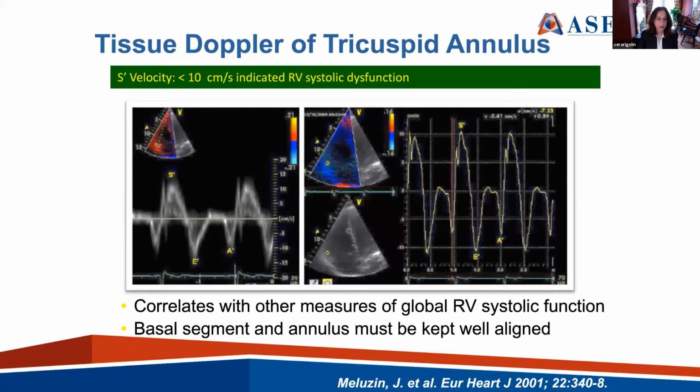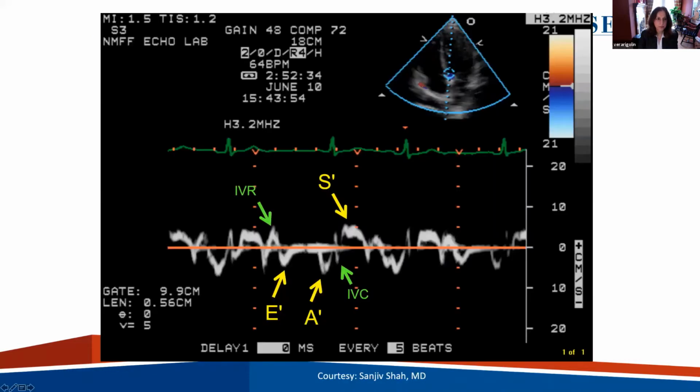But remember that this is a Doppler technique, so we must keep the basal segment and the annulus of the tricuspid valve well aligned with that cursor. If you don't, you're going to underestimate the S prime velocity. A velocity greater than 10 is considered normal. A value less than 10 centimeters per second is indicative of RV systolic dysfunction.